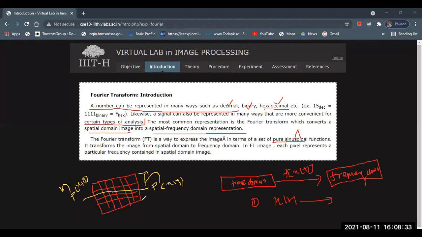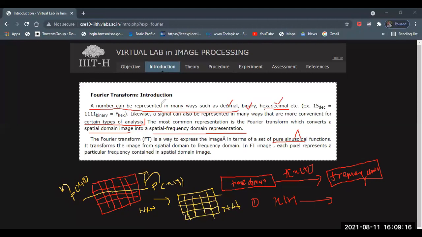So that's the reason we say that when you convert from one domain to another, the size of the image will be unaffected. The size of the image is not going to change; it will remain the same. If it is n cross n size in your spatial domain, then when I convert it to the frequency domain, the resultant image will also be n cross n, and the number of pixels will be the same.